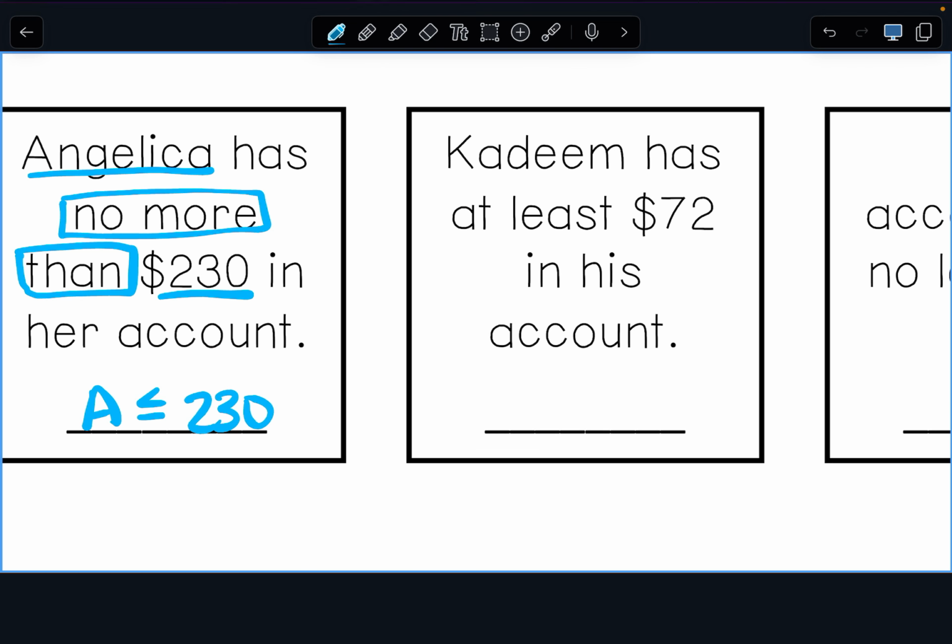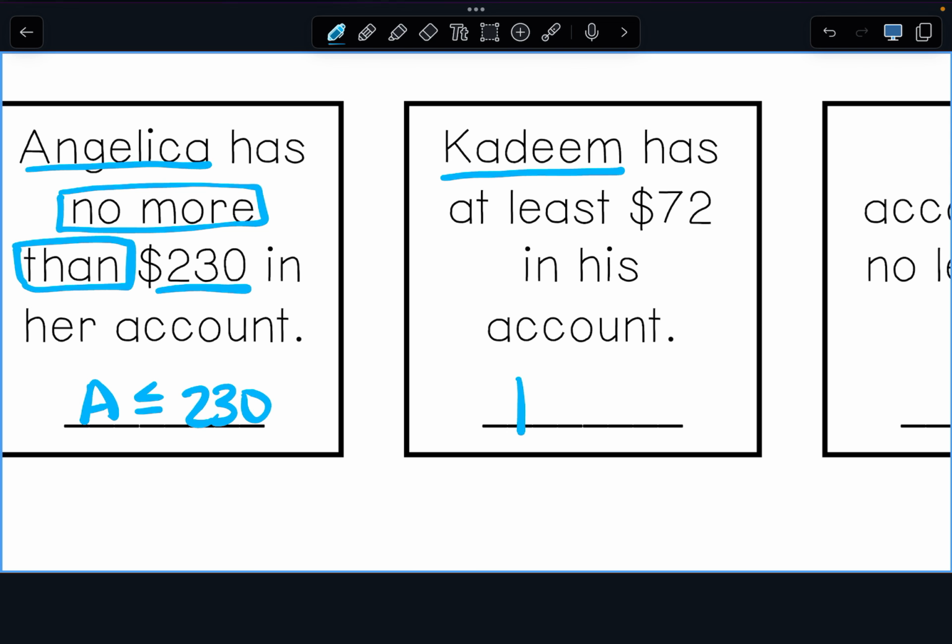Kadeem has at least 72 in his account. Oh, Kadeem. I said Kareem. Kadeem, so we're going to use a K. The number that we're looking at is 72. What's the keyword? At least. Okay. It's also less than or equal to. Let's think about this. In a different situation, you need at least a 70 to pass this class. You need a 70 exactly or more. Oh, greater than. Yeah, that's it.